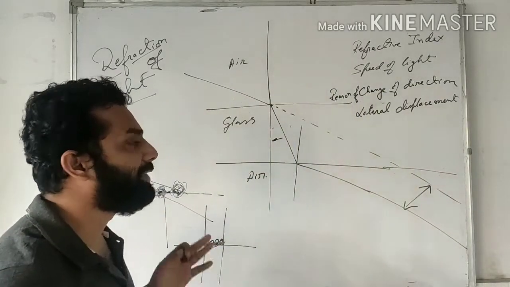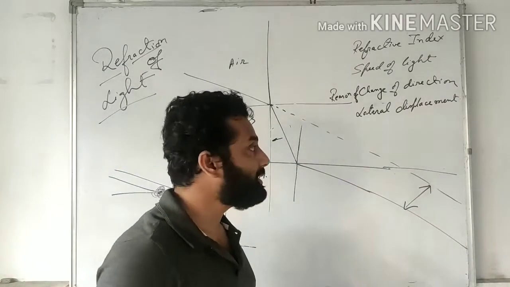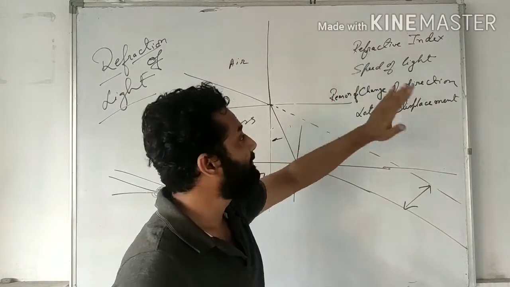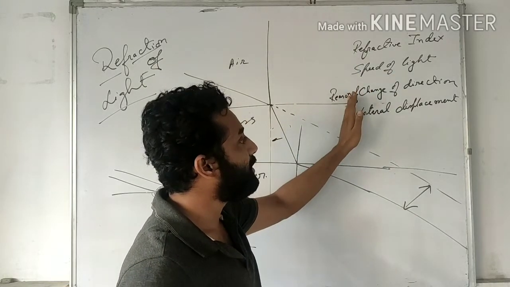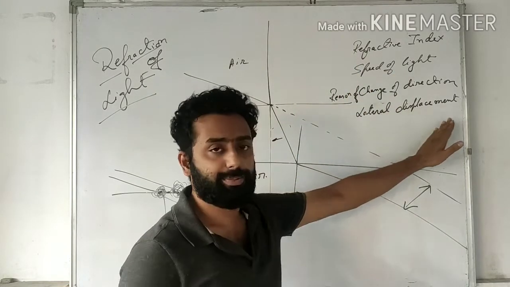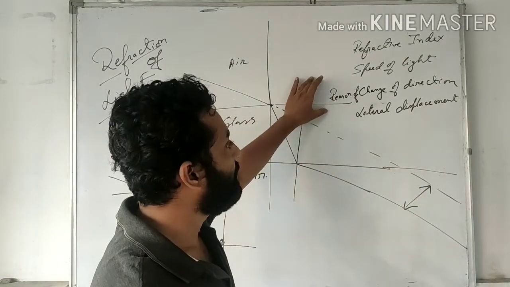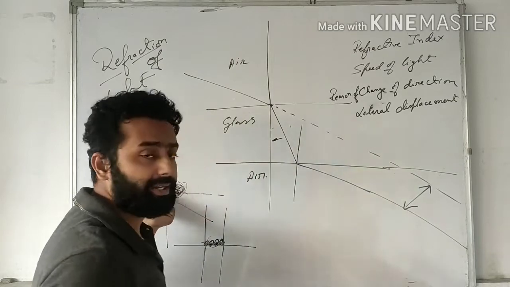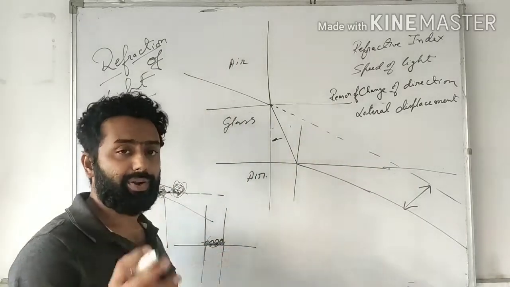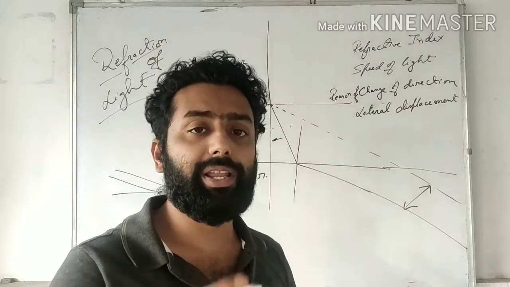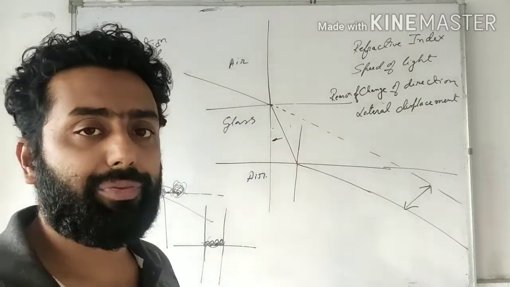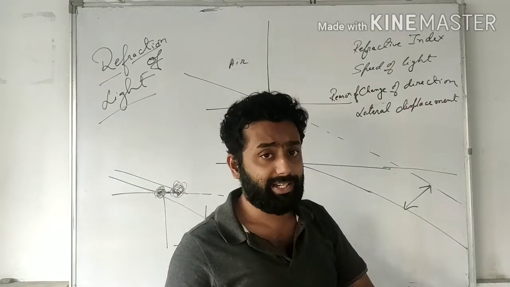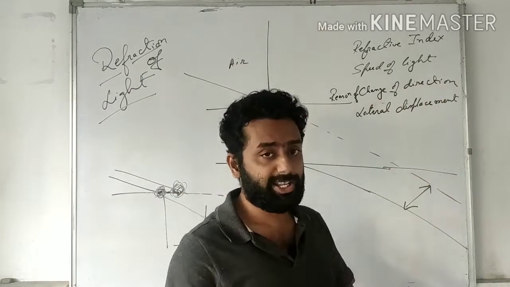Now, today in our video, we are going to discuss mainly these things: the refractive index, speed of light, reason of change of direction, and lateral displacement. I have already told you the reason of change of direction. What is the reason? That different particles are hitting the surface at different times, and they are experiencing a change in speed at a different rate. That is why refraction of light takes place, or a change of direction takes place.